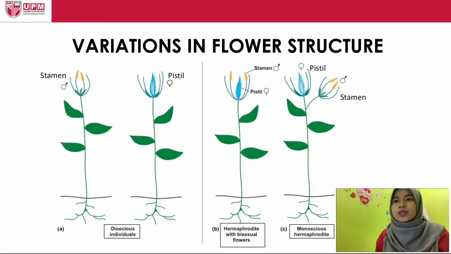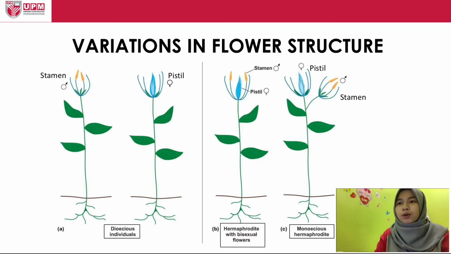So now let's look at all these variations in flower structures. We have two different variations, which are dioecious and monoecious. Generally, monoecious is a plant with both male and female portions, while dioecious only contains one portion, either male or female, in a plant.